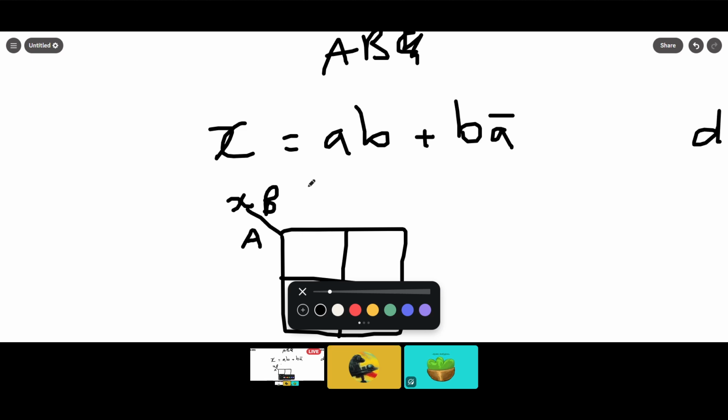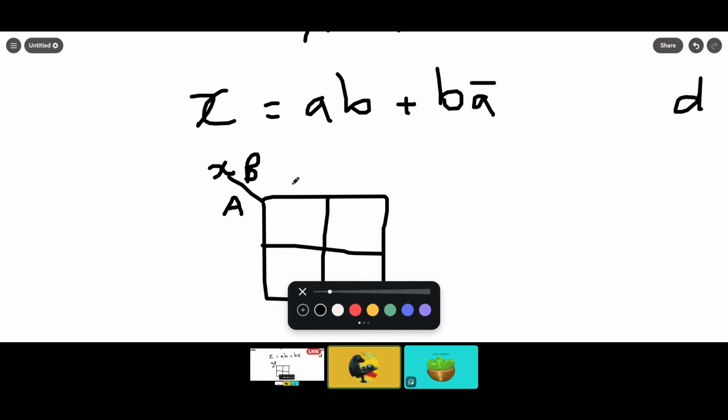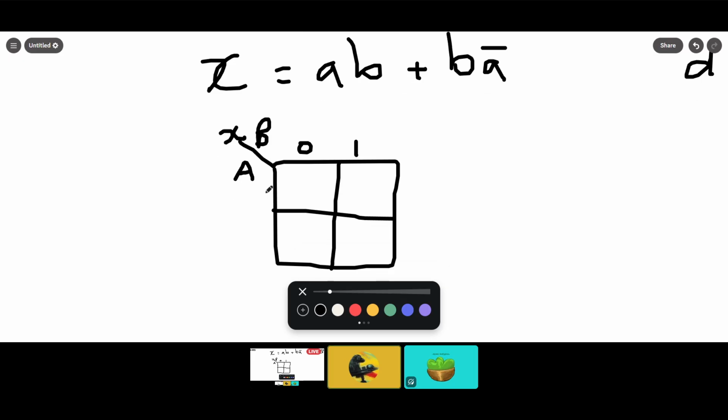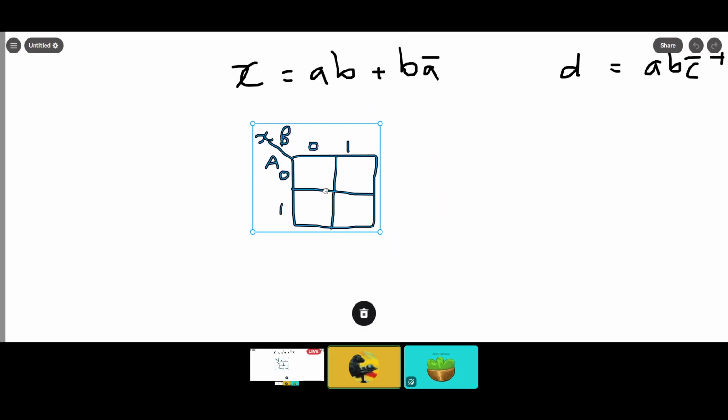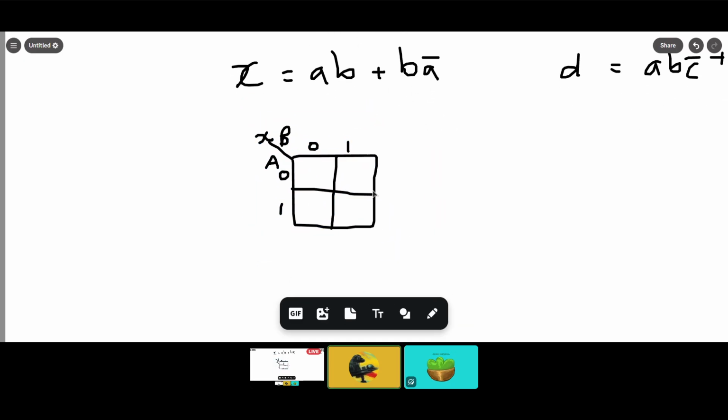Next we're going to draw out some numbers, some binary. Here, on this grid, we start from left to right, 0, 1. For A, we're going down, top to bottom, 0, 1. And this is a kmap for two variables. You must memorize this. You must know how to write it.